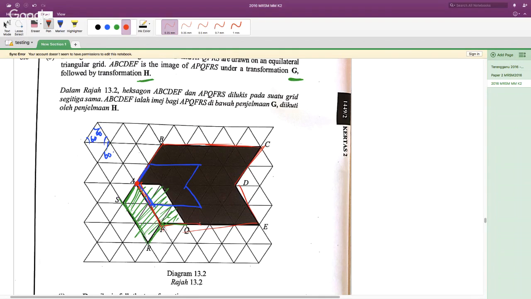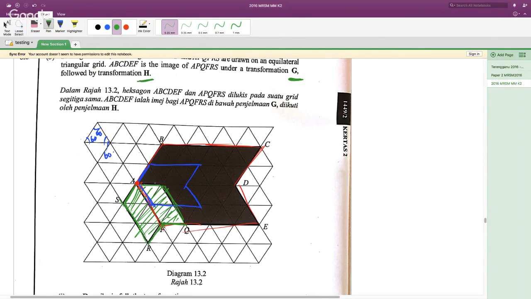I guess this is the purpose why they actually give you an equilateral triangle, because they want you to know 60 degrees. So basically, you must get the idea. This hexagon, if I rotate 60 degrees anti-clockwise, basically I will get this diagram at the center A. Do you get the idea?